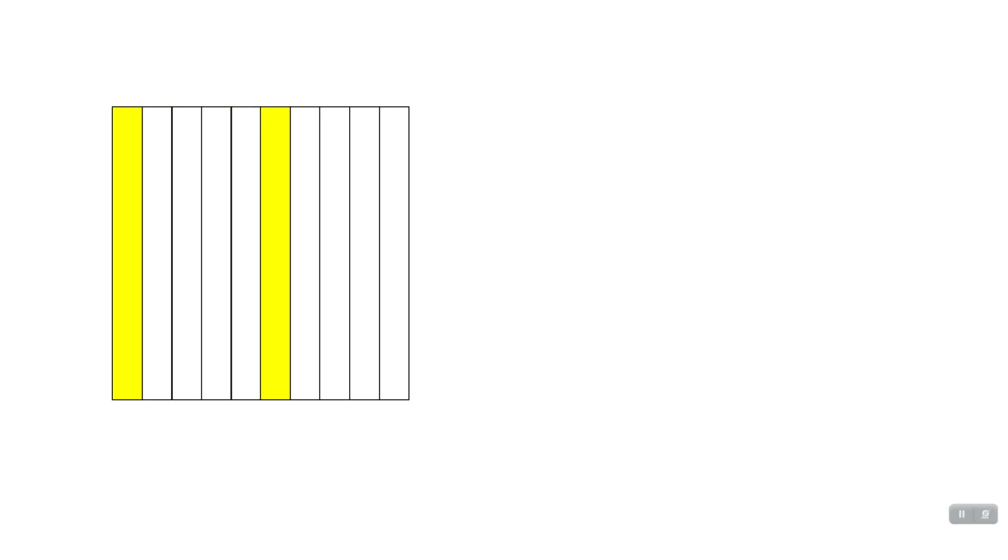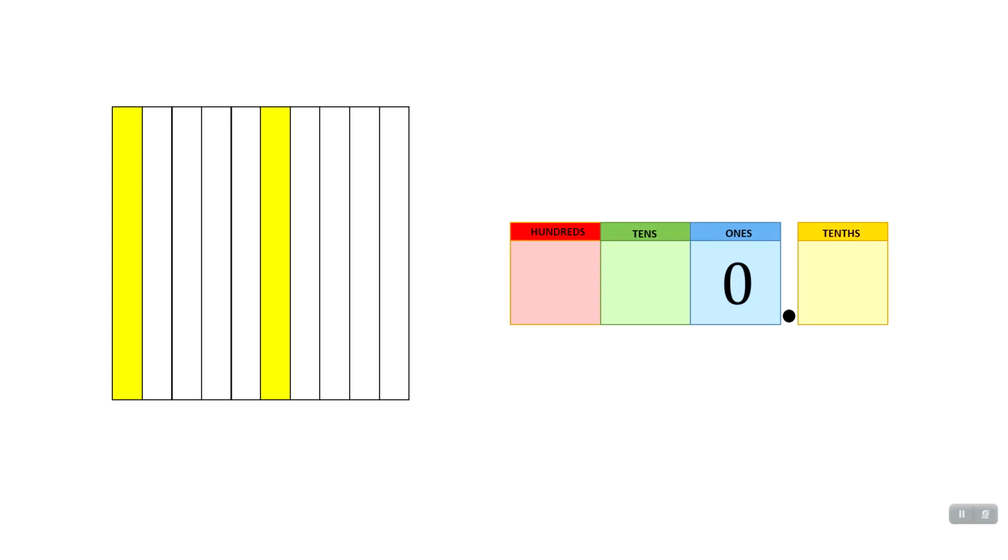Let's look at another one. Here's one whole, divided into 10 strips. 2 of them are shaded yellow. 2 of the tenths are shaded yellow, so we have 2 tenths. And in the tenths column, we have 2. That represents 2 tenths. In the ones column, again, there is a 0. We have not arrived yet at one whole. We have 2 tenths.